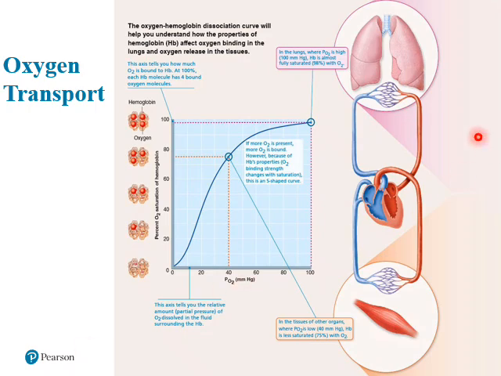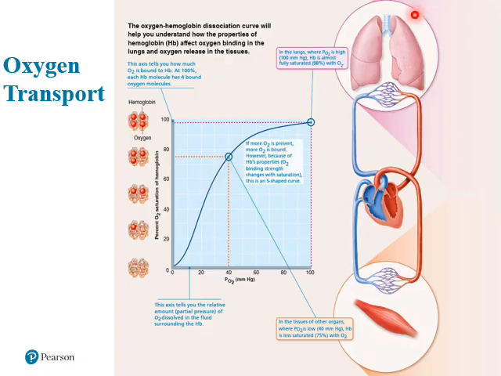Here's another way of looking at the association, the oxygen hemoglobin dissociation curve. It will give you an idea right here of how saturated the hemoglobin would be on each part of the curve.